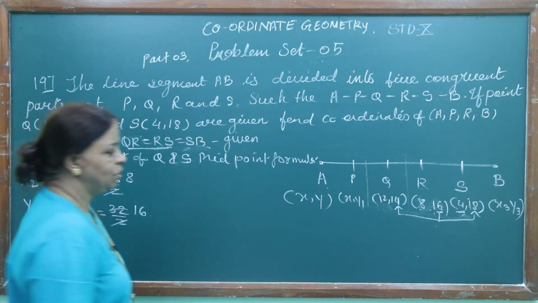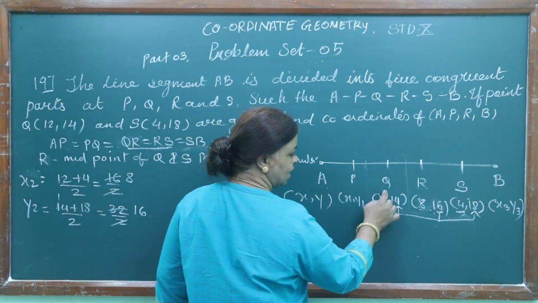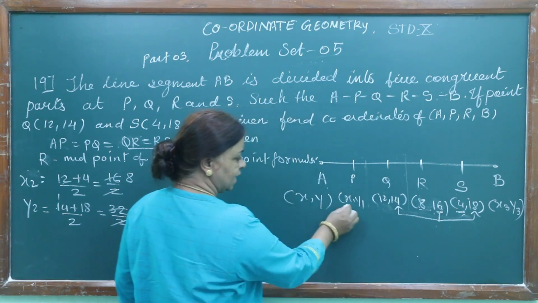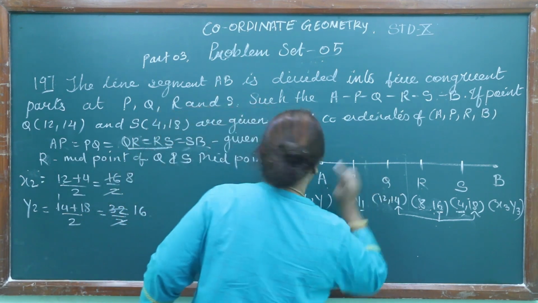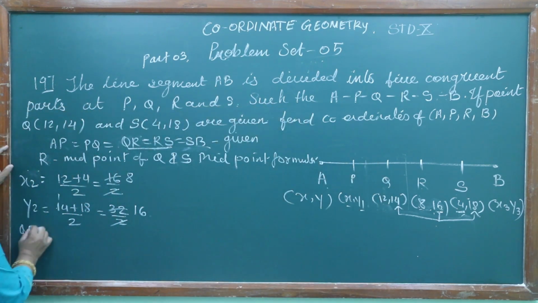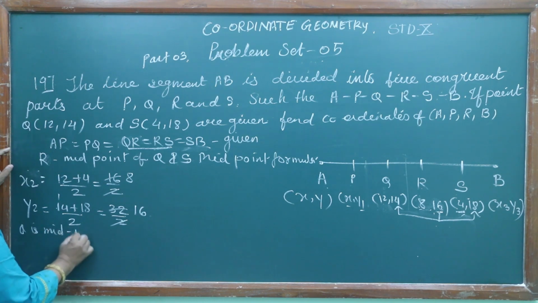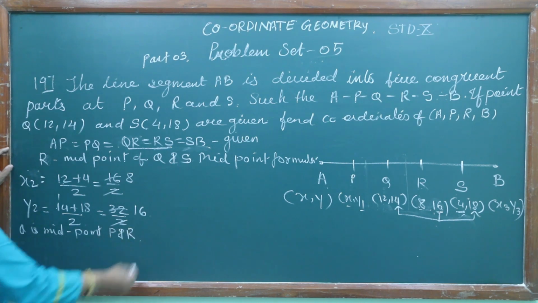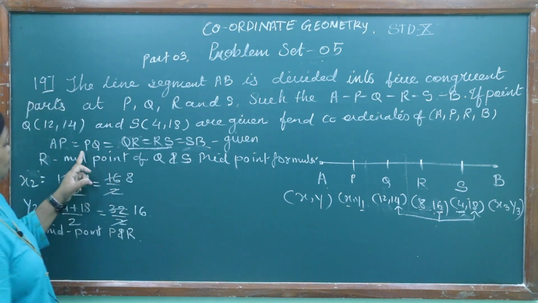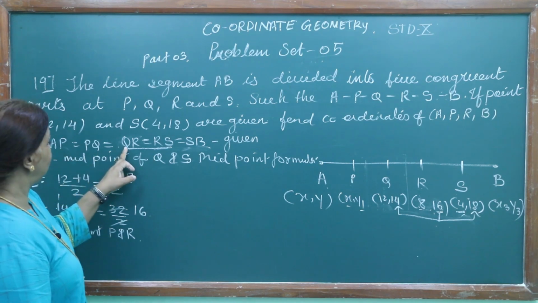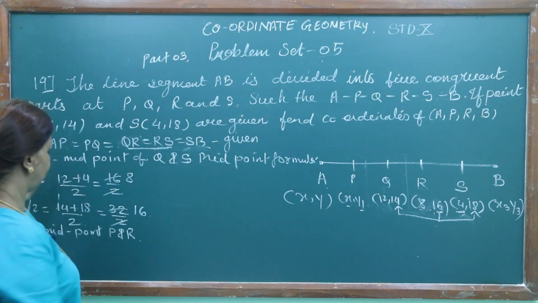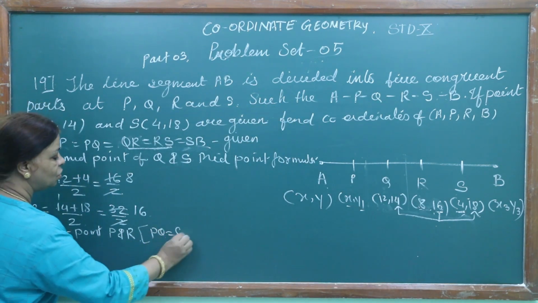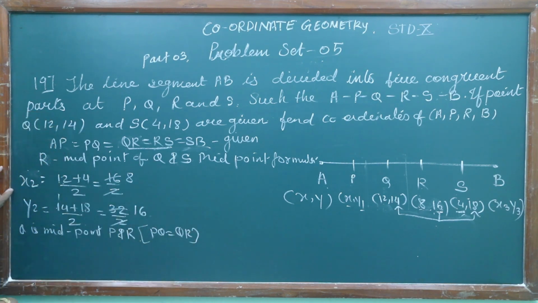Now select any point. Suppose I consider Q as the midpoint of P and R, I can get x1 and y1, and it will be easy for us to get. Let us say Q is the midpoint of P and R. And how do we know Q is the midpoint of P and R? Because PQ is equal to QR. So we can use that midpoint formula.